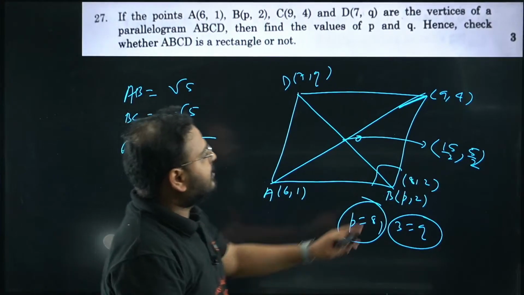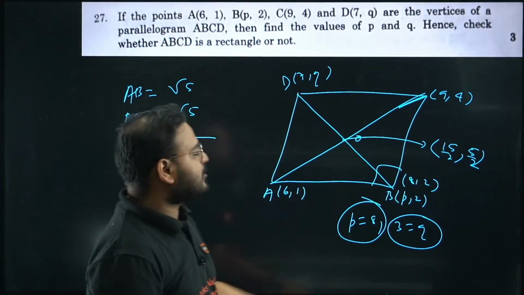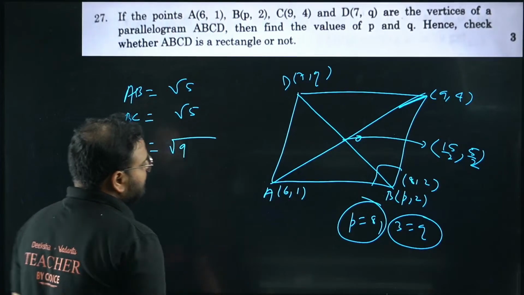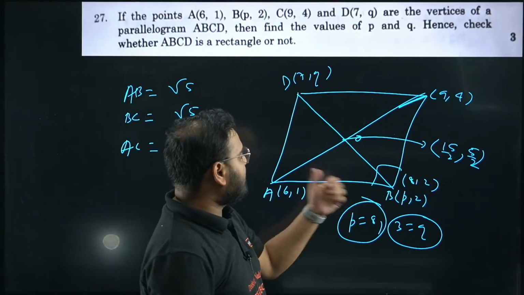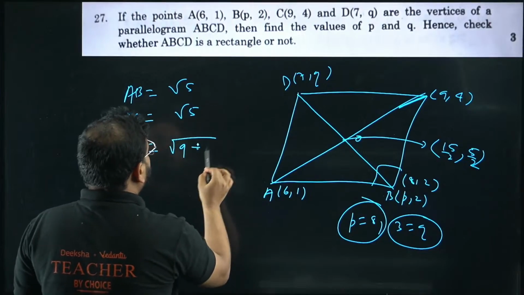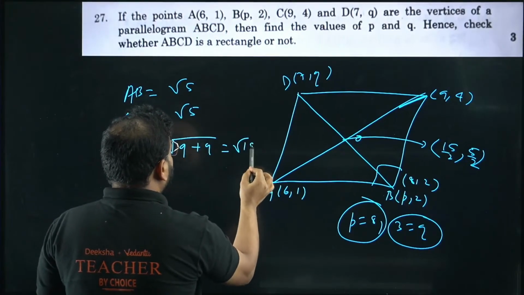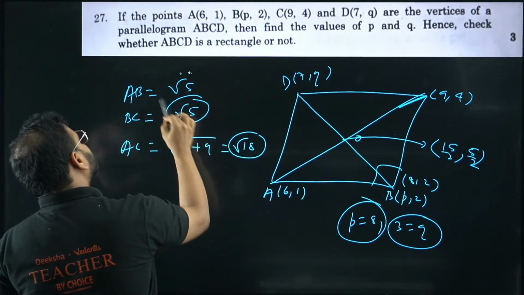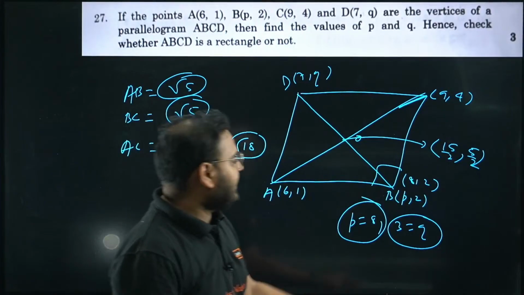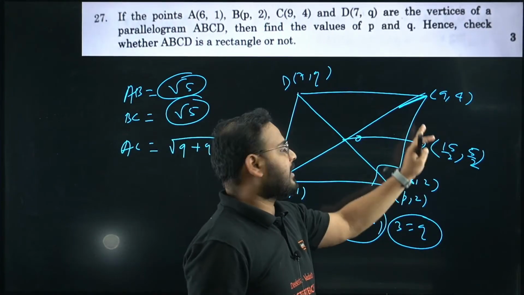Please check here. 9 minus 6 will be 3. 3 square is how much, sir? 9. Please check. 9 minus 6 is 3, and 4 minus 1 is again 3, so plus 9. So root 18 I am getting. So you can see here clearly it's not a right angle triangle. ABC is not a right angle triangle.